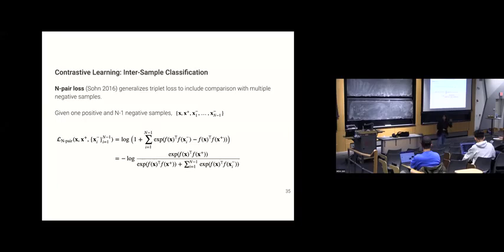And this is also the loss that exactly shows up in the contrastive predictive coding paper, which is going to show up in a few slides from now. So we don't just have triplets, we have the positive guy and tons of other negatives.